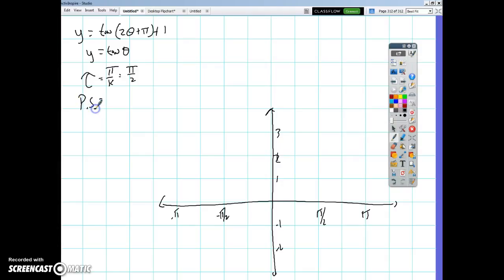Phase shift. Okay. Is the phase shift formula different? No, it's the same. So what do I get? Pi over 2. Pi over 2. What else do you have for me? The plus 1 is going to be an upward shift. Shift up 1, right?